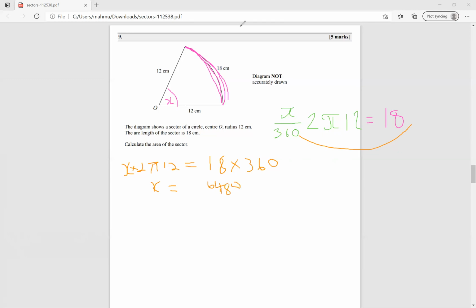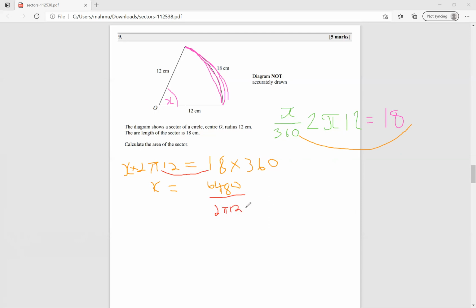Now what I could show them is I'm going to bring this to this side. At the moment it's a times. If I take it to this side, it becomes a divide. So I have 2 pi 12, I could just write 24 pi.